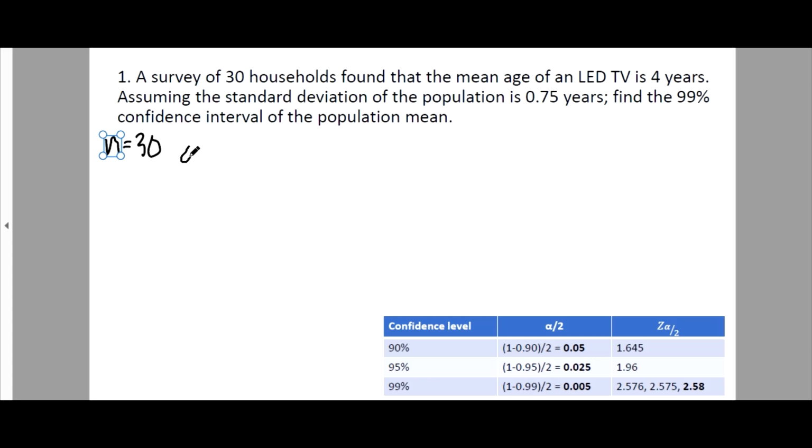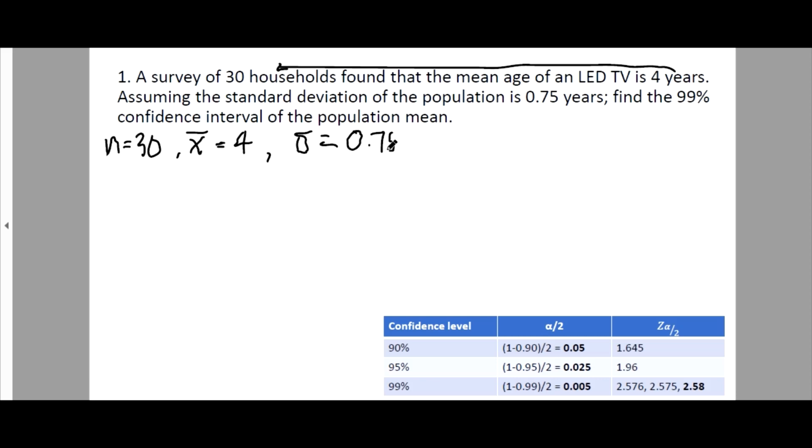This is the sample mean. This 4 years corresponds to these 30 households, so of course this is our sample, and this will be our sample mean, 4 years. Next, assuming that the standard deviation of the population, meaning this is the population standard deviation, is 0.75 years. Find the 99% confidence interval of the population mean.